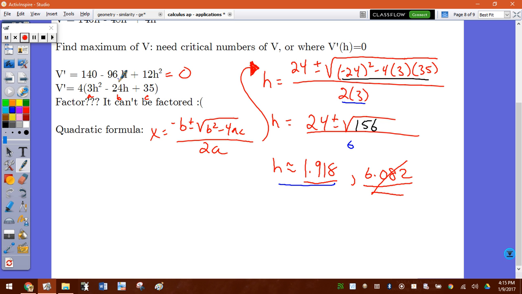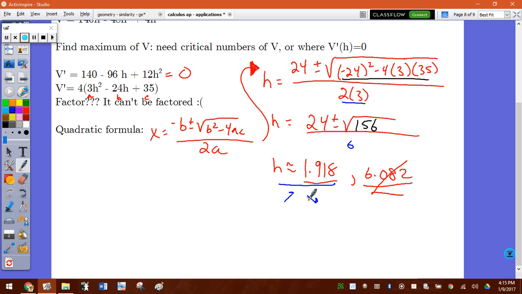And I plug in something like, let's say, 3. So 140, I'm just doing some calculation here off screen. 140 minus 96 times 3 plus 12 times 3 squared, and you get a negative 40. So plugging in more than 1.98, I get a negative value. So before is positive derivative, after it's negative derivative, so that is indeed a maximum.